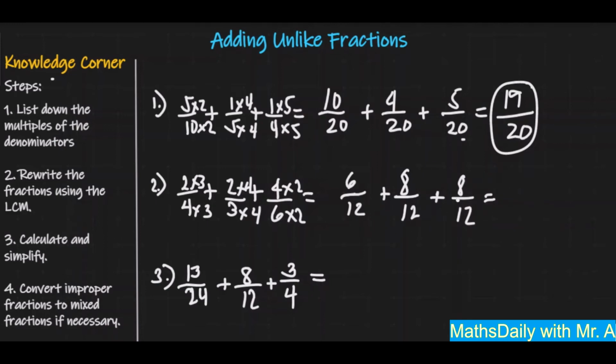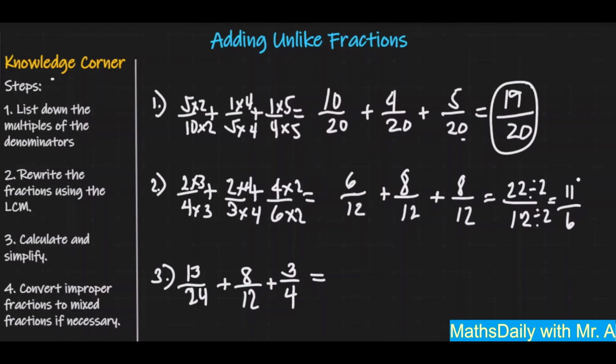6 plus 8 is 14, plus 8 is 22. 22 over 12. 22 over 12 can be divided by 2. Divided by 2. So this will give us 22 divided by 2 is 11. 12 divided by 2 is 6. Our answer is an improper fraction.